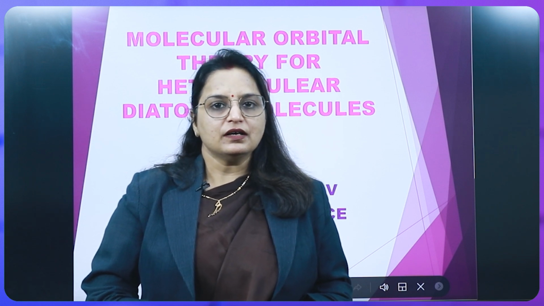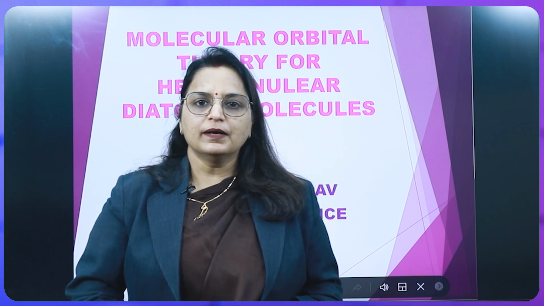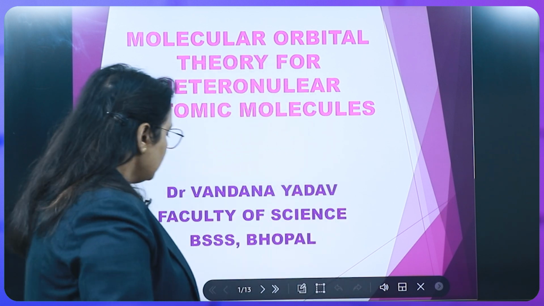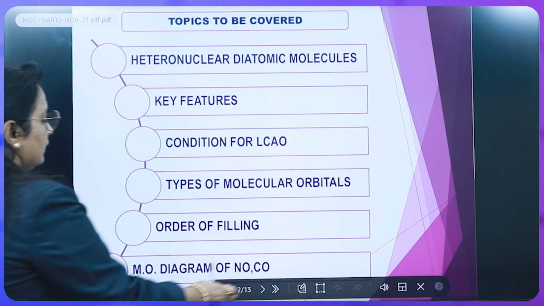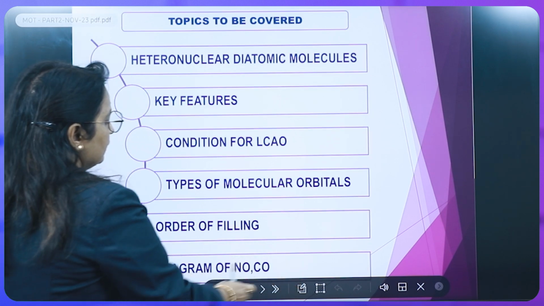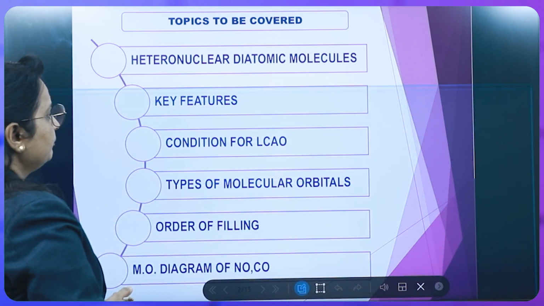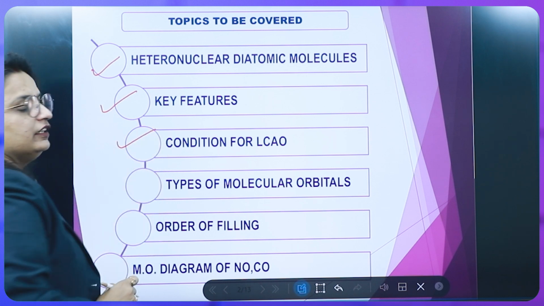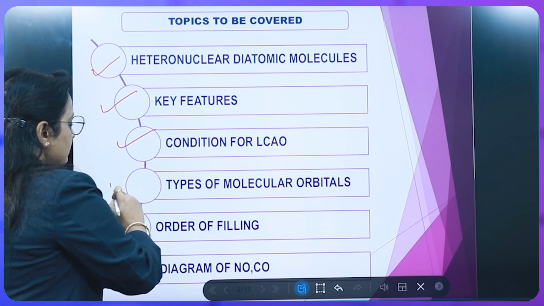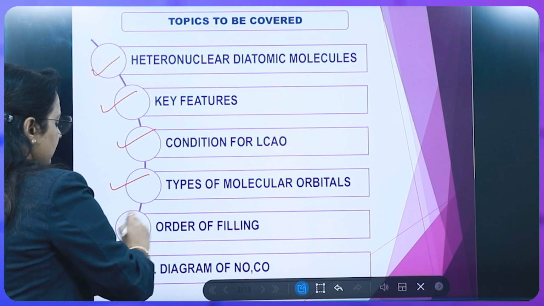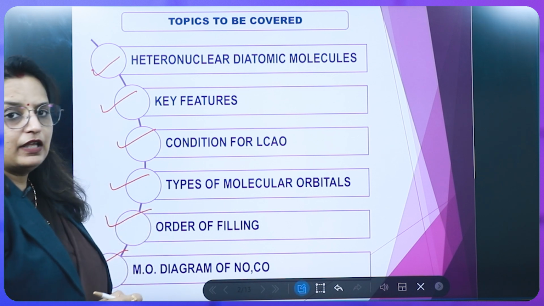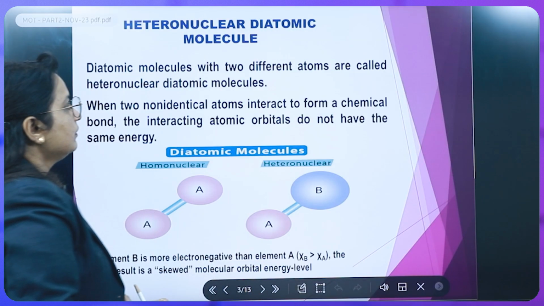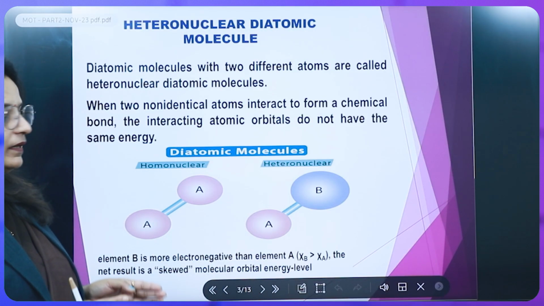Today we are going to start with another topic, which is molecular orbital theory in case of heteronuclear diatomic molecules. In this we are going to study what is a heteronuclear diatomic molecule, key features, conditions for linear combination of atomic orbitals, types of molecular orbitals, their filling order, and MO diagram of NO and CO. So, moving on to our first part, what are heteronuclear diatomic molecules.